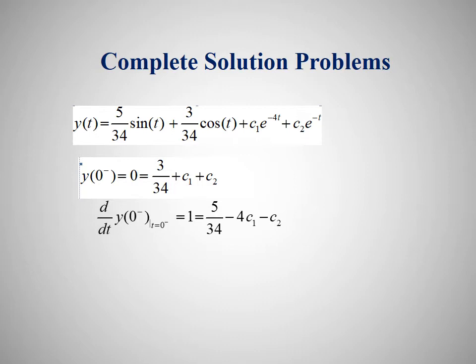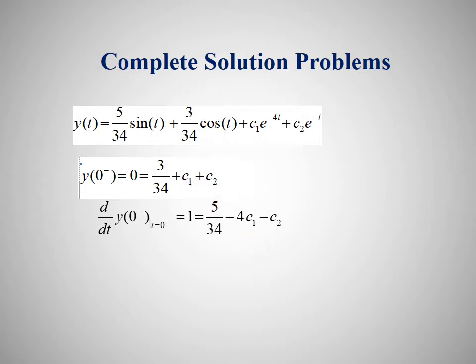The second value tells us that d by dt of y of 0 at t equal to 0 minus is 1. So when we differentiate sin t, we get cos t. Hence we get that constant 5 by 34. Cos t becomes sin t, which is going to be 0, minus 4c1, that is the differentiation of this particular term, minus 4c1 minus c2. So this is what we have got as two expressions.